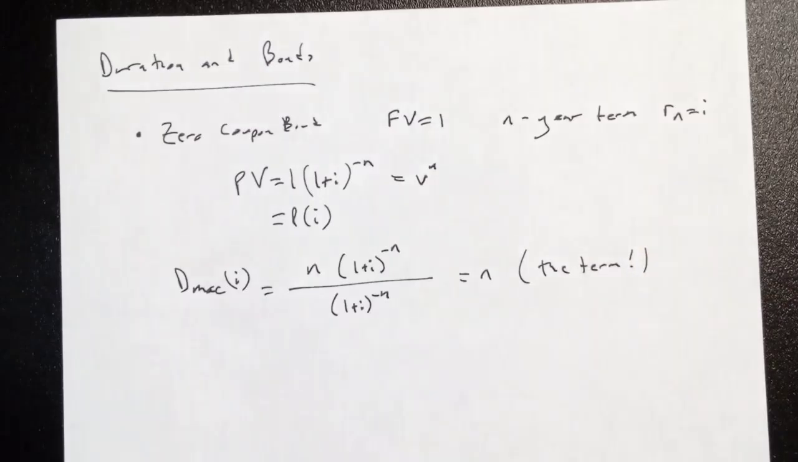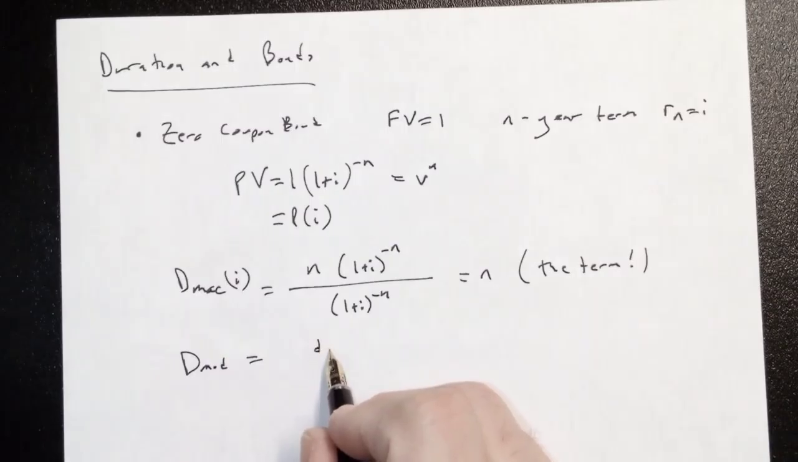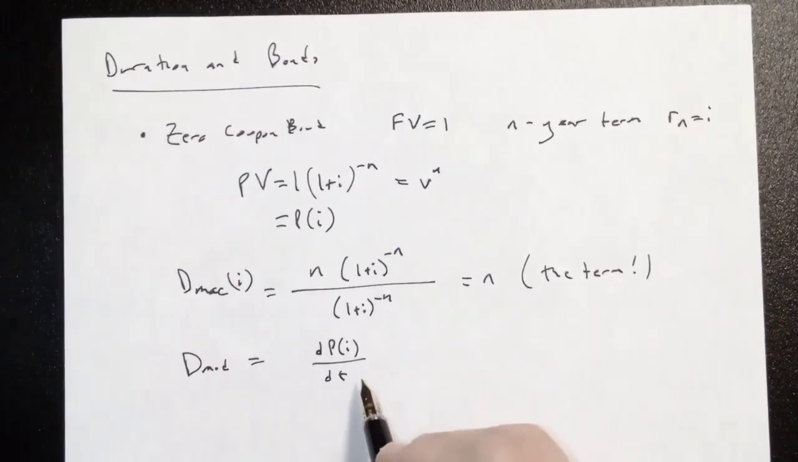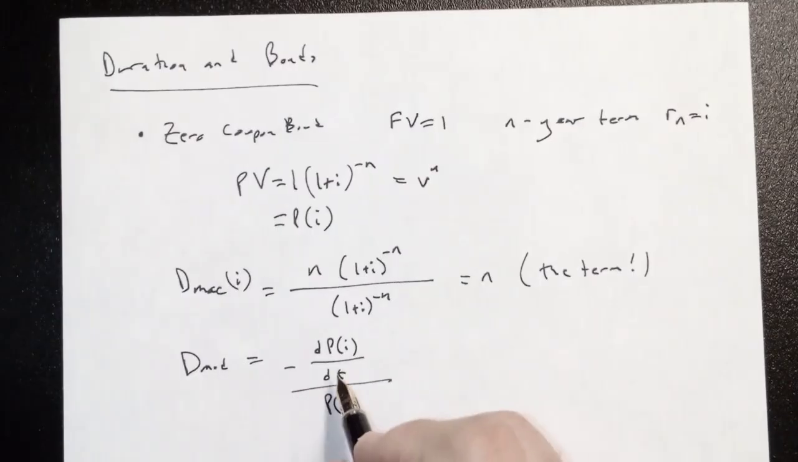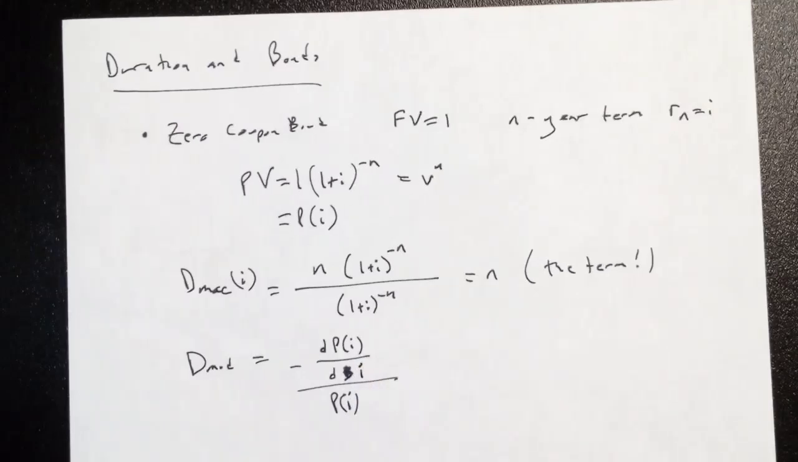And then the modified duration, sorry, the modified duration is going to be the derivative of P with respect to I, divided by P. There's a minus sign in here. So let's work that out. This is di, not dt. I wrote dt, it's di. It's the change with respect to the interest rate moving.